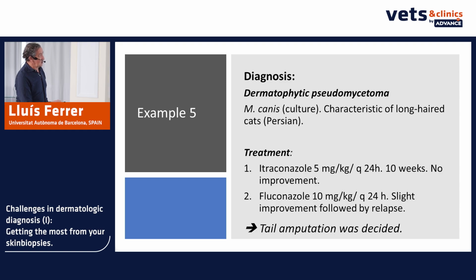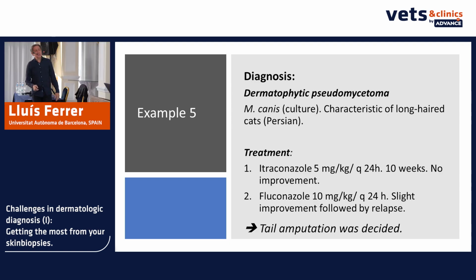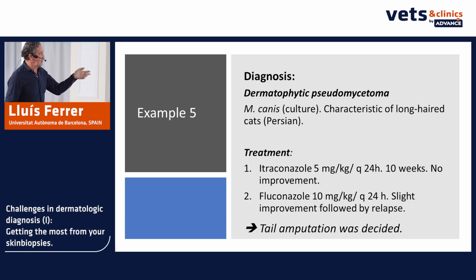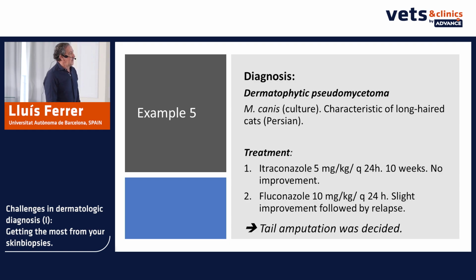It's called dermatophytic pseudomycetoma. The pathogenesis is not well understood. Some people think that this is because of the furunculosis, that means rupture of the hair follicles and the spreading to the dermis, but nobody has been able to demonstrate that. And the condition is not easy to treat. So we started with the, let's say, standard treatment, itraconazole at 5 milligrams per kg with food. And after almost 3 months, the cat was exactly the same. So we changed to fluconazole. That is not our first choice, but we saw a slight improvement and a relapse then.